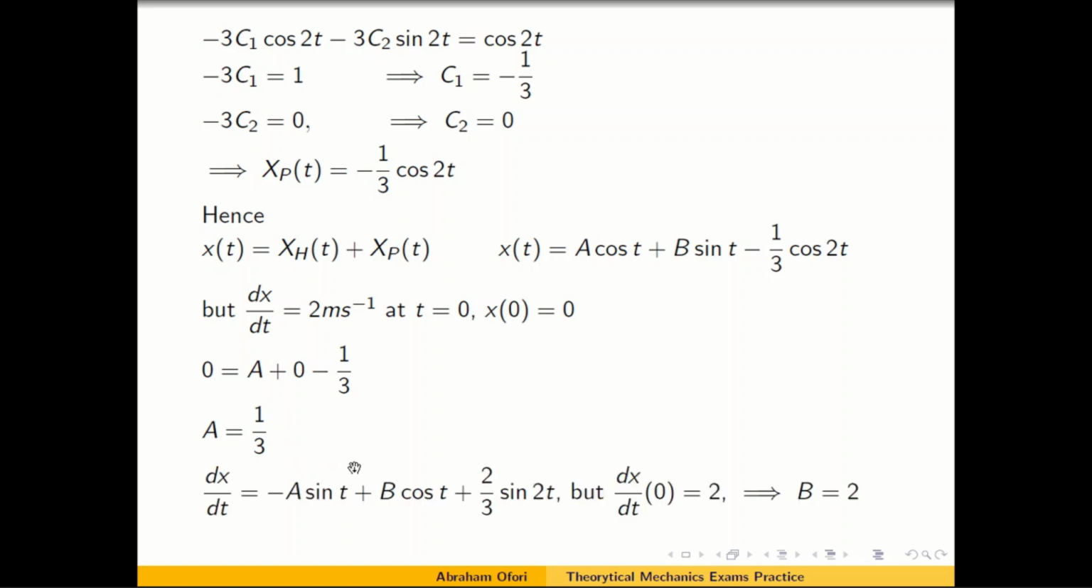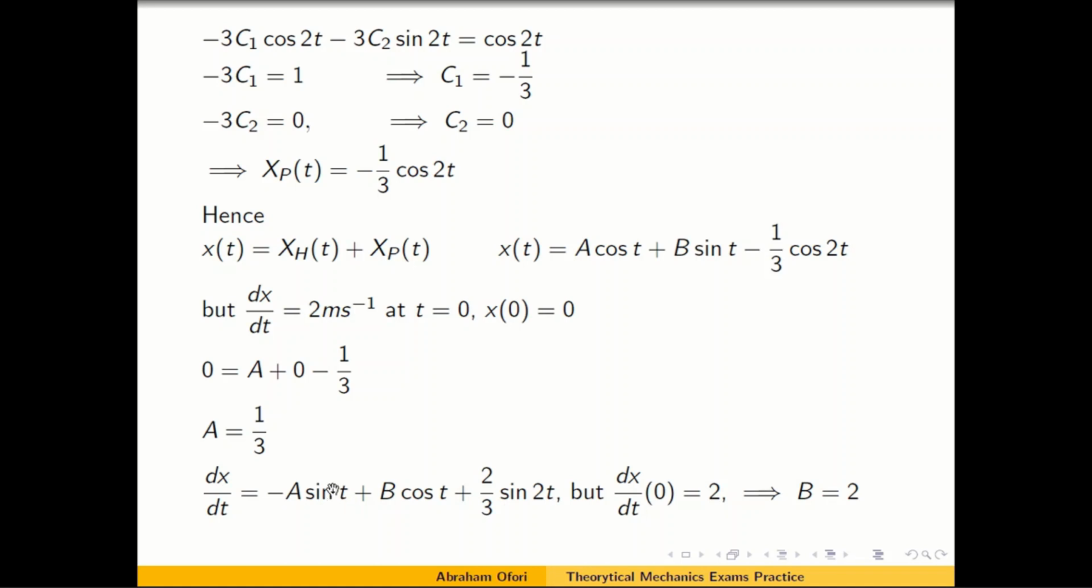1 over 3. Now I differentiate this function to get my dx/dt, and this is equal to minus a sine t, because when I differentiate this, you get minus sine, plus b cos t. The cos will give you minus, but then there's a negative sign here, so it becomes plus 2 over 3 sine 2t. But we know that at time t equals 0, dx/dt of 0 equals 2. So I'll put 0 here.